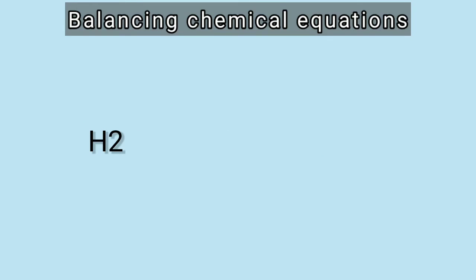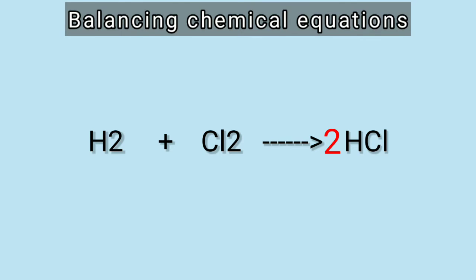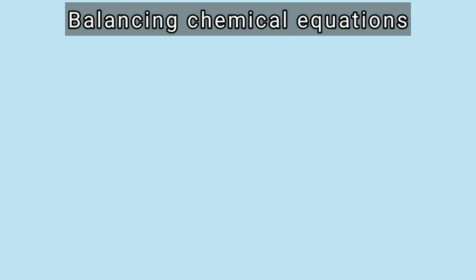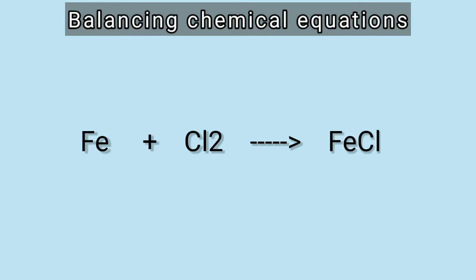Our next equation is hydrogen reacts with chlorine to form hydrogen chloride. We have 2 hydrogen atoms on the reactant side, 1 hydrogen on the product side. Even chlorine is 2 atoms on the reactant side and 1 on the product side. This can easily be equalized by writing 2 as a coefficient of hydrogen chloride. So we will have 2 hydrogen atoms on each side and 2 chlorine atoms also on each side, and the equation is balanced. Next equation is iron reacts with chlorine to form ferric chloride.